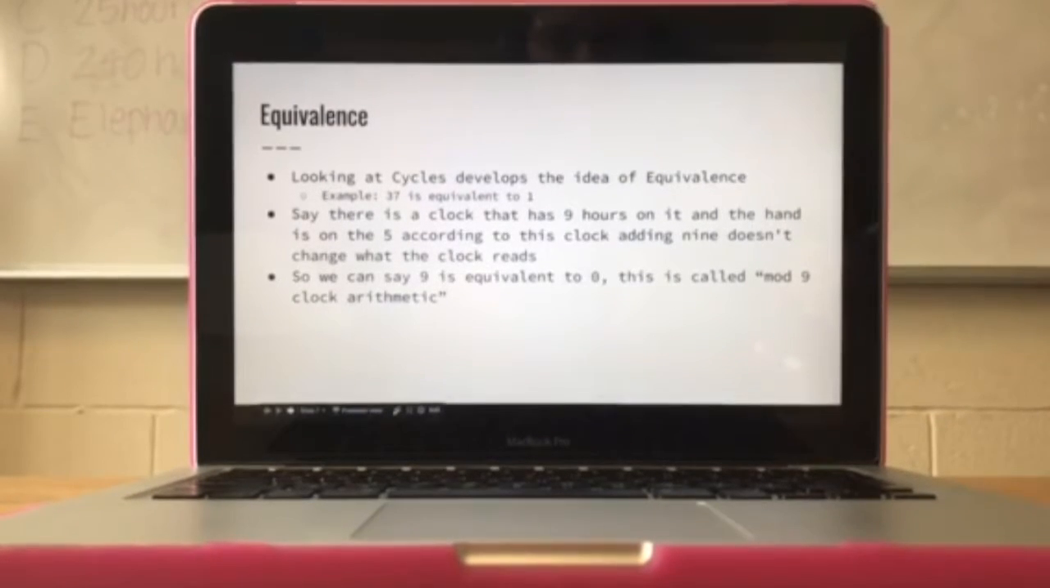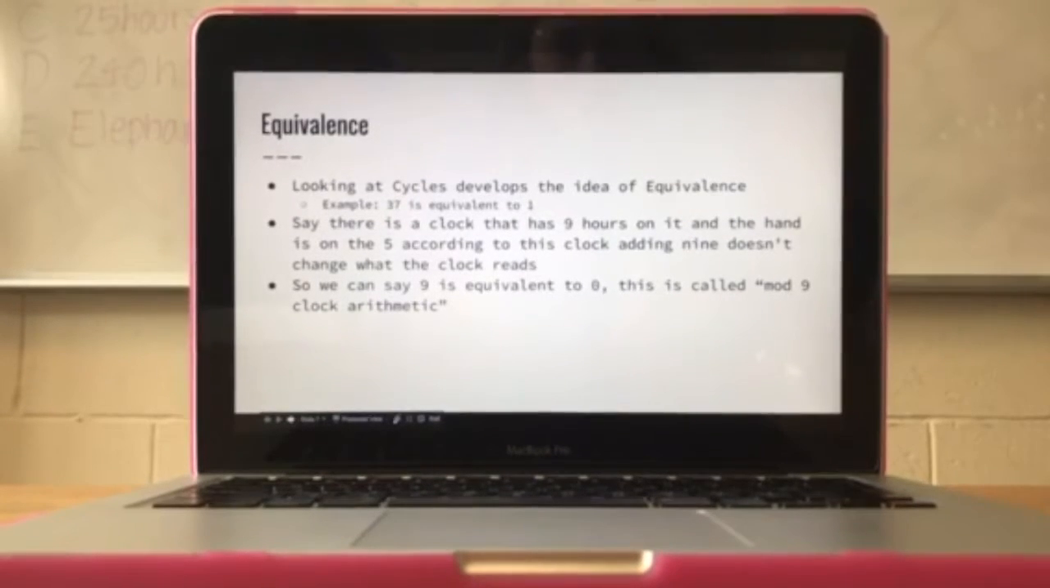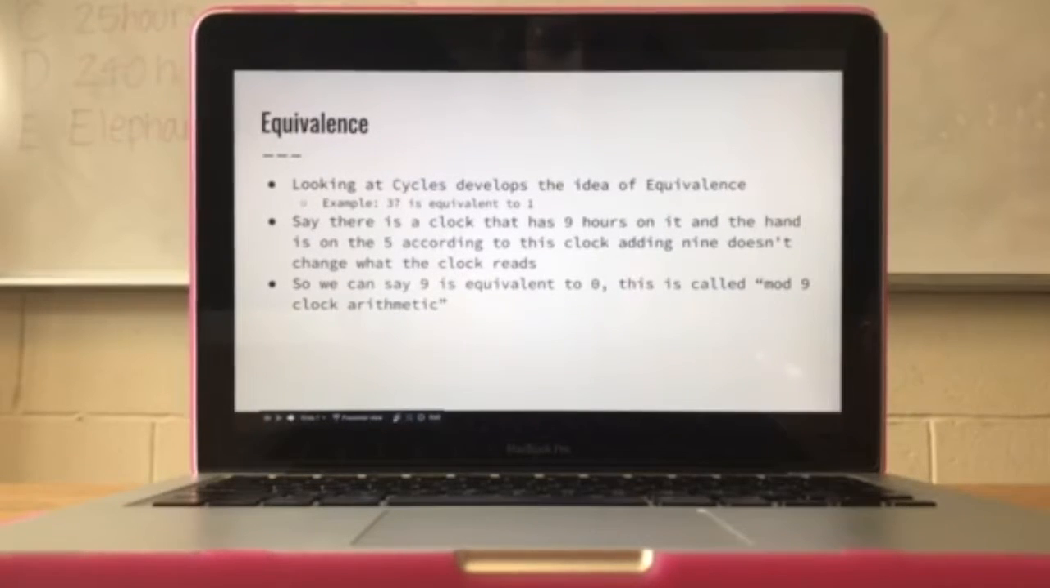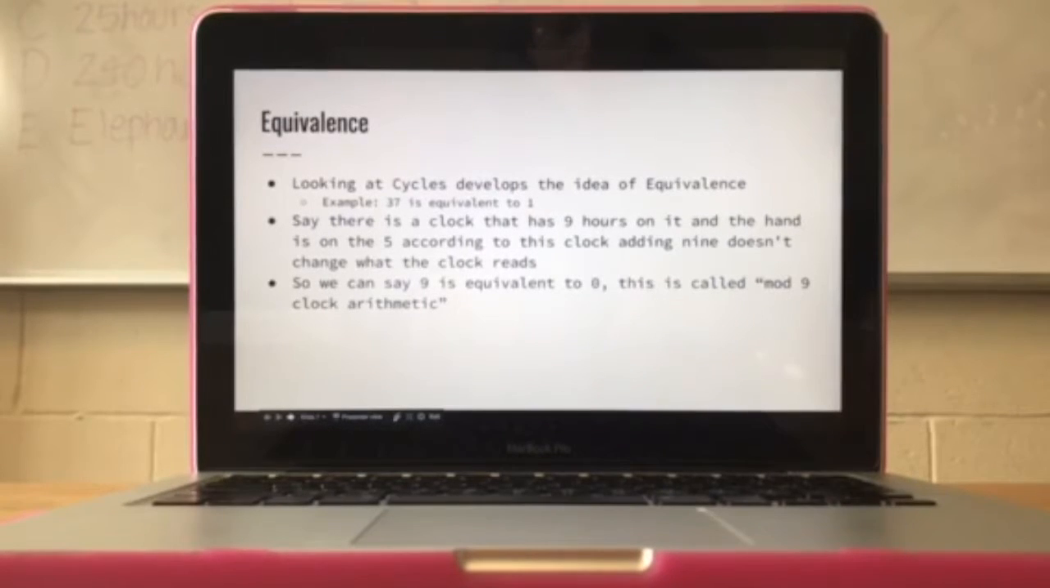Equivalence. Looking at a cycle develops the idea of equivalence. An example is 37 is equivalent to 1. Say there's a clock that has 9 hours on it, and the hand on it is at 5. According to this clock, adding 9 doesn't change what the clock reads, so we'll be back at 5 again. So we can say that 9 is equivalent to 0. This is called mod 9 clock arithmetic.